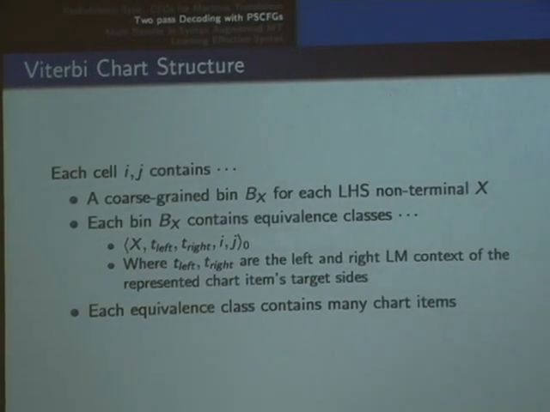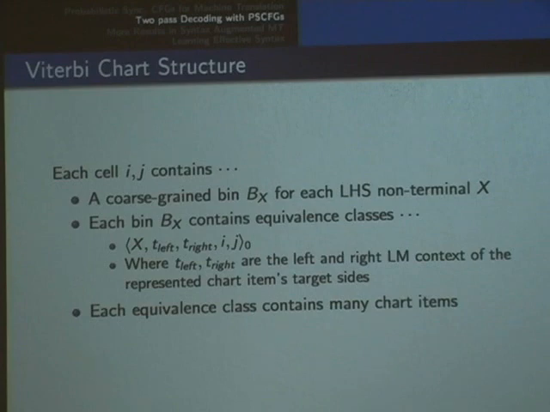So the Viterbi chart structure, in this case, for each cell ij, where the cell ij represents i being the number of words translated in the source, and j representing where it's starting, we have these coarse-grained bins for each of the left-hand side non-terminals, right? So the NP or the VB stuff that we saw. And for each of those, we have equivalence classes, where hypotheses are being equivalence classed based on the left and right context. And each equivalence class may contain many chart items.